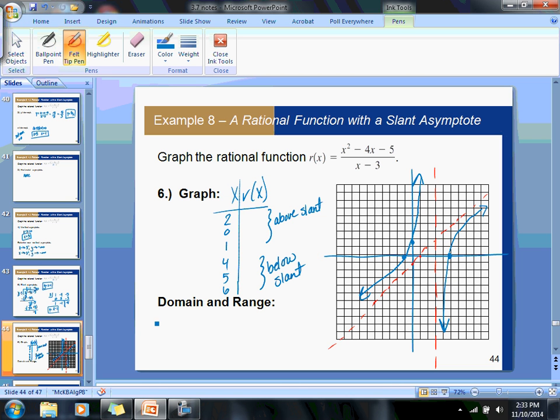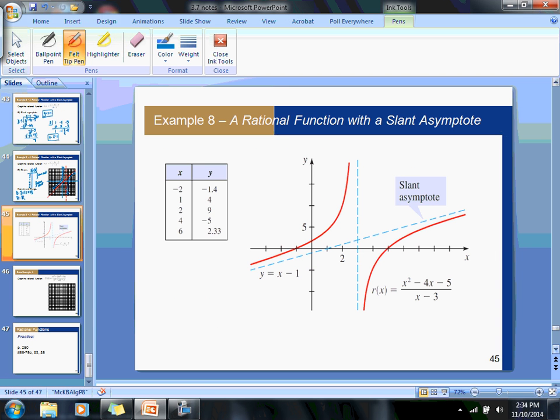The last thing we have to do then is write down our domain and our range. So the domain, again, is going to be all of our x values except for any vertical asymptotes. So it'll be all of the x's except for 3. And then my range, I'm not really limited in my y values at all here. I'm going all the way up to positive infinity and then all the way down towards negative infinity. So I'm going to end up with all real numbers there for my range.